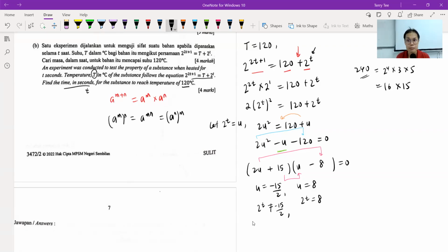And as I said just now, if you have 2 power t equals to a number like 8, we can change to the same base. 8 is 2 power 3. By comparison, t is just 3.